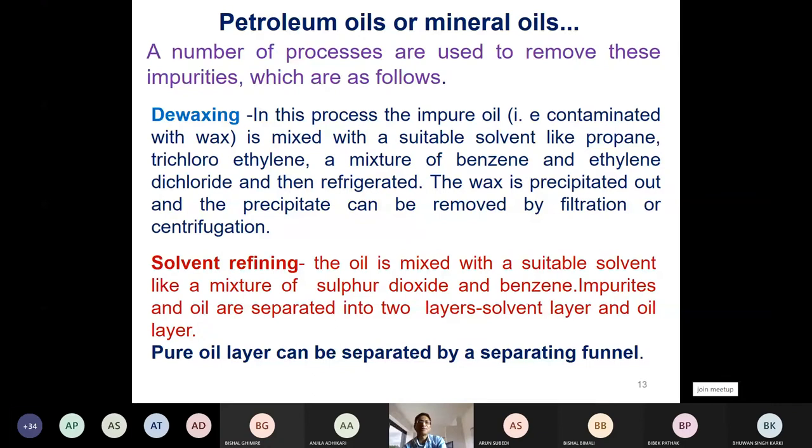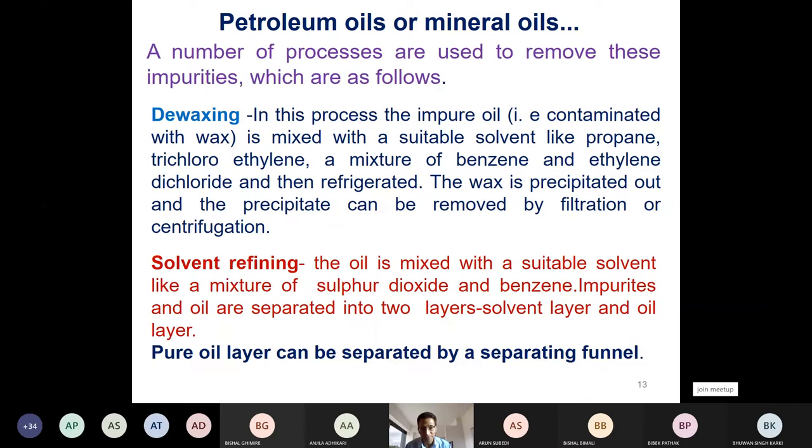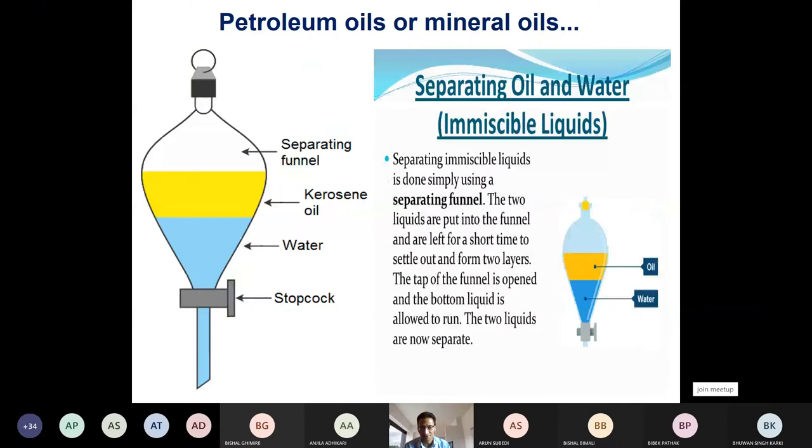Then solvent refining. The oil is mixed with a suitable solvent like a mixture of sulfur dioxide and benzene. When we do that, the impurities and oil separate into two layers, a solvent layer and an oil layer. The two layers can be separated by using an apparatus known as a separating funnel. I will show the picture of a separating funnel. With the help of this separating funnel, you can separate the immiscible solvent layer and the oil layer. This apparatus is utilized to remove the solvent layer from the oil layer.